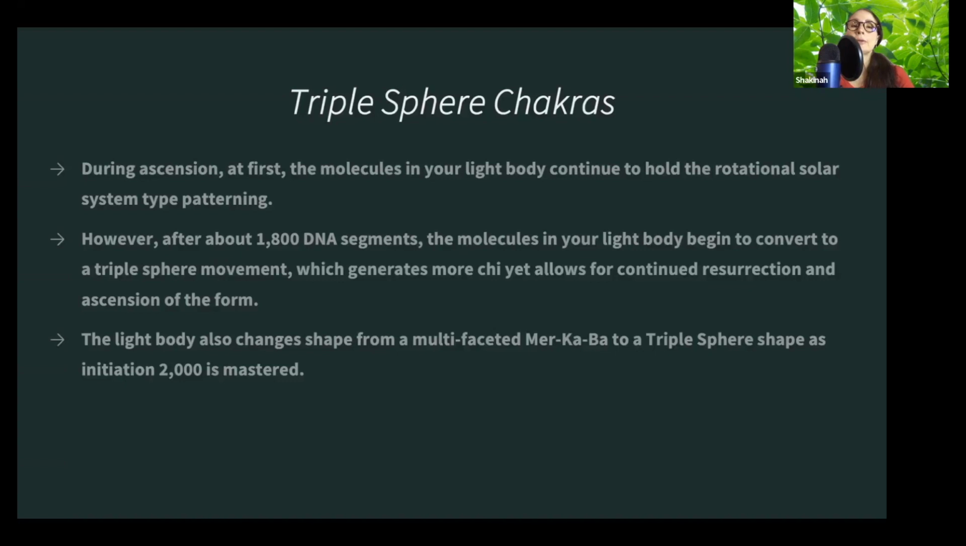During ascension, at first the molecules in your light body continue to hold the rotational solar system type patterning. However, after about 1800 DNA segments, the molecules in your light body begin to convert to a triple sphere movement, which generates more chi, yet allows for continued resurrection and ascension of the form. The light body also changes shape from a multifaceted Merkaba to a triple sphere shape as initiation 2000 is mastered.